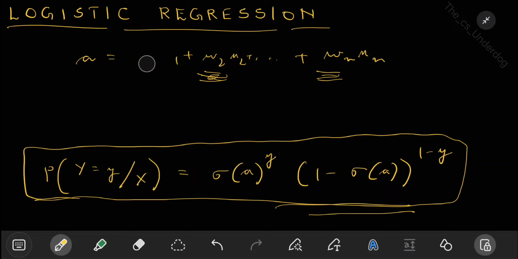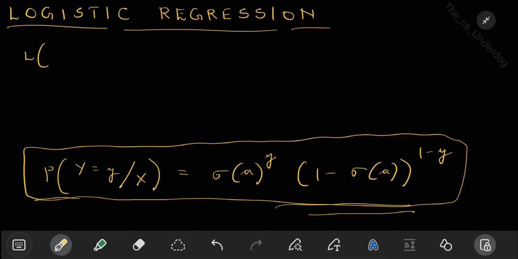Okay. So we are going to find the W's. Likelihood. Likelihood of the coefficients can be written as follows. Previously we talked about this formula, but keep in mind that this is when you just have one data point, for one particular data point, whether it belongs to class 0 or class 1. That is what this formula identifies.